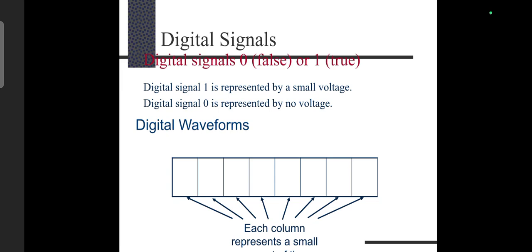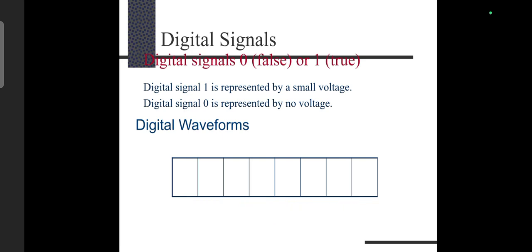So here each column represents a small box, and there are 8 small boxes. We can also consider this as a register. So each box is capable of holding 1 bit, so it is like an 8-bit register. Here each column base represents a small voltage level starting from 0 to 1.